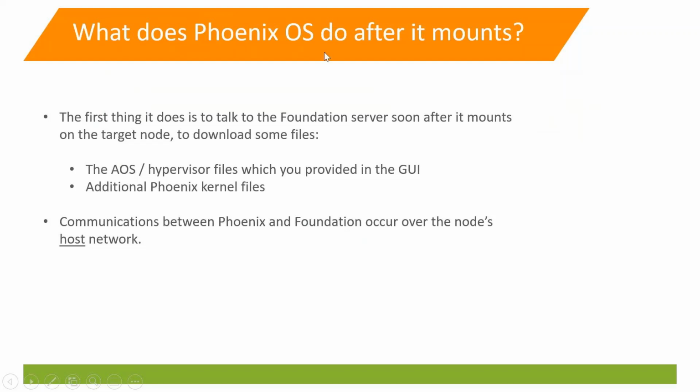What does Phoenix OS do after it mounts? The first thing it does, soon after it mounts to the target node, is talk to the Foundation server to download some files: the AOS and hypervisor files which you provided in the GUI, and additional Phoenix kernel files. Communication between Phoenix and Foundation occurs over the node host network, not over the IPMI. Why do you need that IPMI link local? It is for the discovery process, and for mounting the ISO image you require that IPMI connectivity. Once the ISO is mounted, everything happens over the node host network, which means the data network.